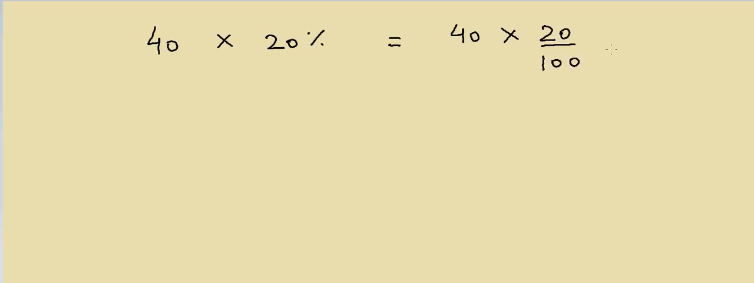So if I have 40 and I want to get 20% of this number, the traditional way is I'll take 40 multiplied by 20 divided by 100, and the answer will be equal to 8. If you look at it, it's basically 4 and 2, so you could have just multiplied 4 and 2. 4 times 2 is equal to 8. So the answer is 8.